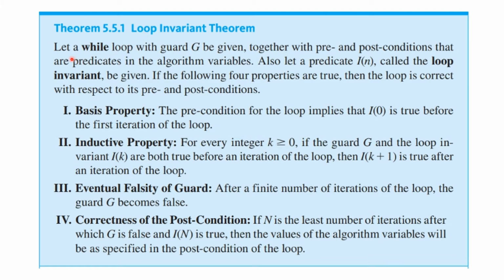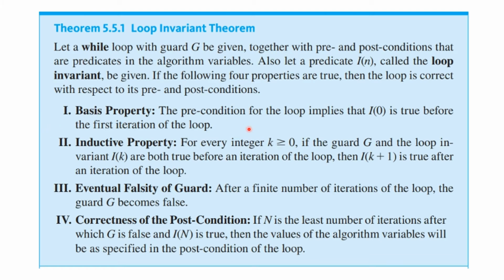So here's the loop invariant theorem. Let a while loop with guard G be given, together with pre- and postconditions that are predicates of the algorithm variables. Also let a predicate I of n, that's the invariant, called the loop invariant, be given. If the following four conditions are true, then the loop is correct with respect to its pre- and postconditions. There's a basis property, an inductive property, an eventual falsity of the guard, and correctness of the postcondition. These are the four steps.